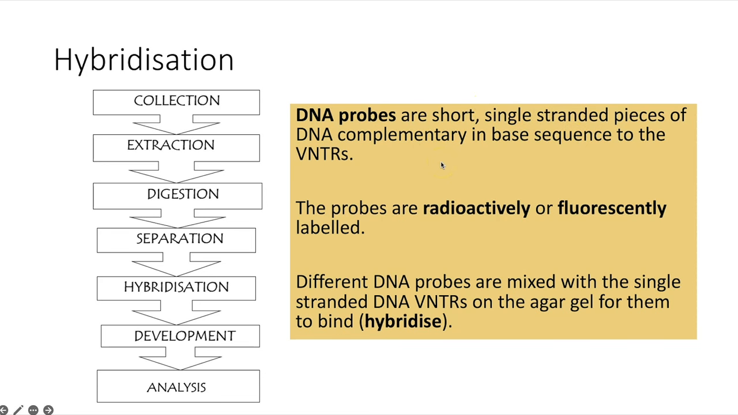be complementary in terms of the base sequence of the VNTRs, those are added, and the DNA probes either have a radioactive or fluorescent label, so that we can then move on to the development stage. But this part is called hybridization because the different DNA probes are mixed with those separated strands. So you've got two different pieces of DNA joining together, creating a hybrid.